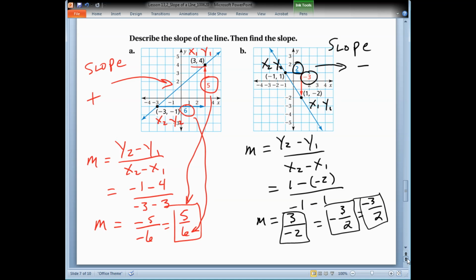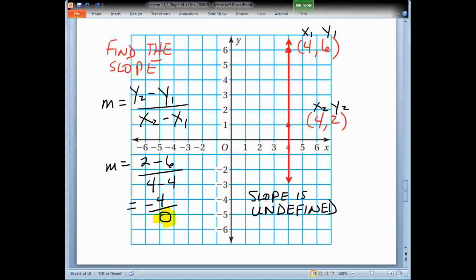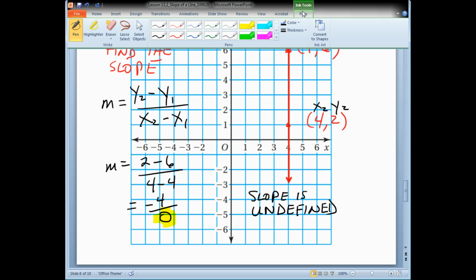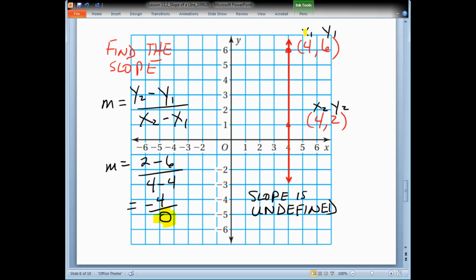Okay, here we go. Next one. We need to find the slope of this line, and I worked this one out. I label my points x sub 1 and y sub 1 and x sub 2 and y sub 2. Notice this is a vertical line, so we should expect that the slope would be undefined.